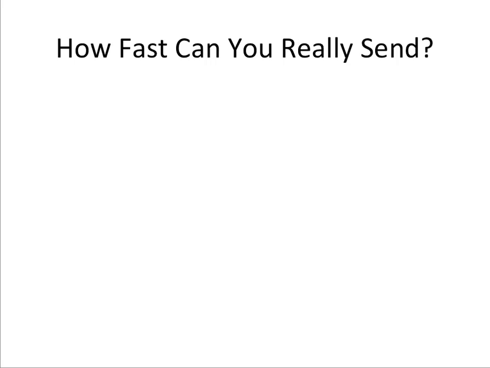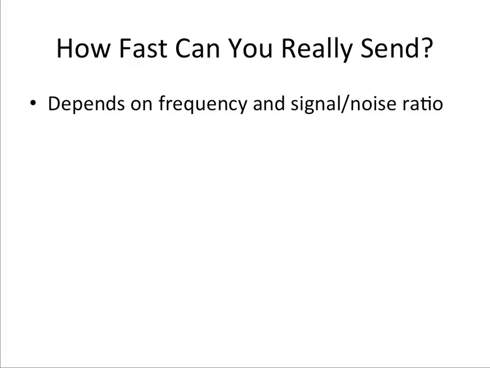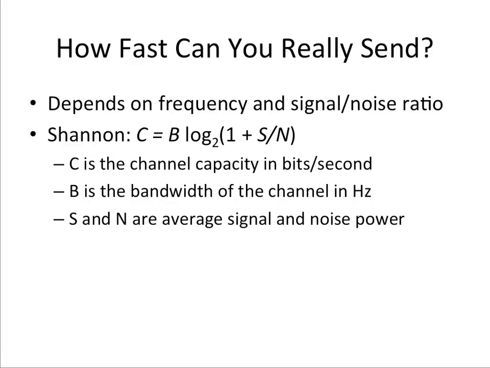The question is, how fast can you really do that? Why do we care about how fast we can change the signal to encode information? Because that is going to determine how fast we can send the information that we need to send, right? So it turns out it depends on various factors. First of all, the bandwidth of the channel. But it also depends on what is called signal to noise ratio.